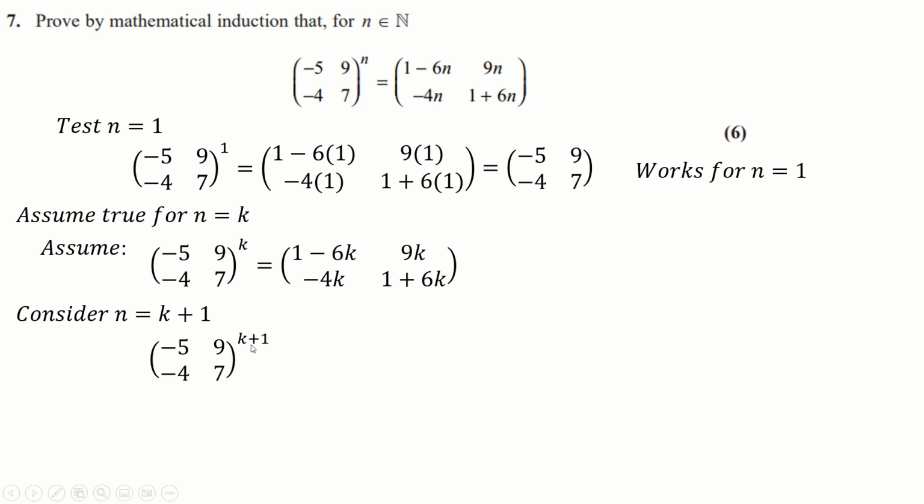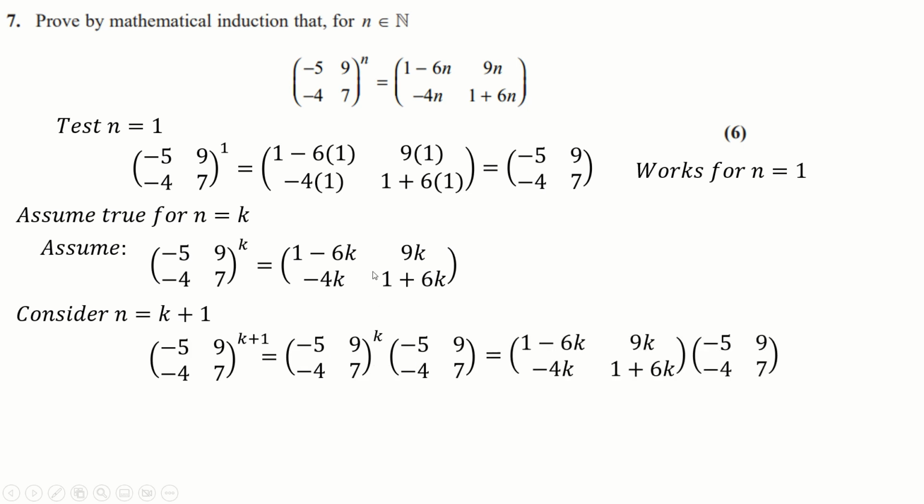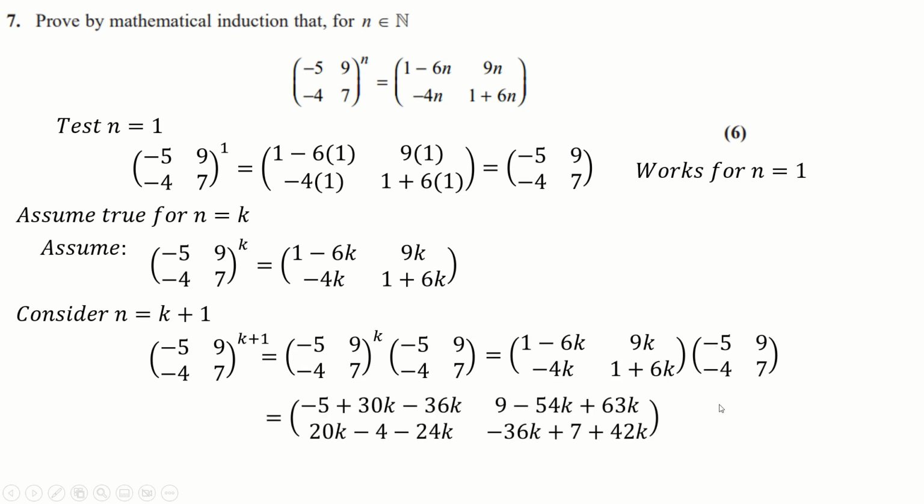So we'll do this to the k plus 1. Standard trick in matrices here is to just break it down to this to the k times this to the 1. This, by the assumption step, is this. So we can write that. We can then multiply these together, this times minus 5 plus this times minus 4, that gives you the first two. I'll let you do the other two on your own.